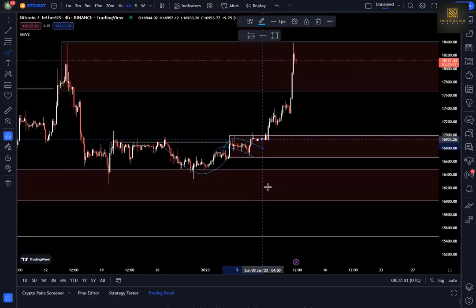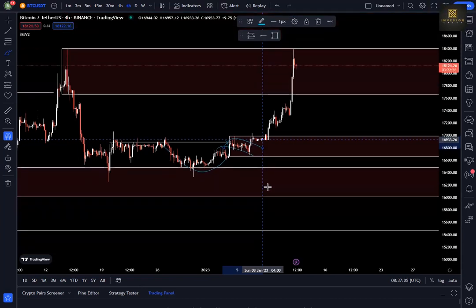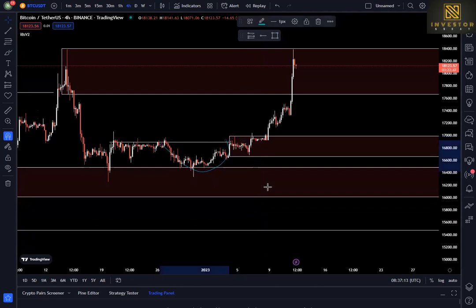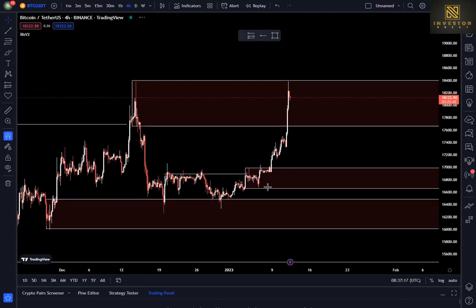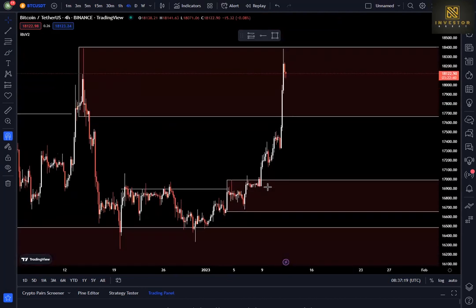Now remember, I'm doing a multi-time frame analysis, and I'm doing a swing analysis, which means it's not something that is going to happen in the next 15 minutes or in the next 1 hour or in the next 1 day. Okay, it can happen in the next 1 day though, depending on how much liquidity is induced into the market and all of that.